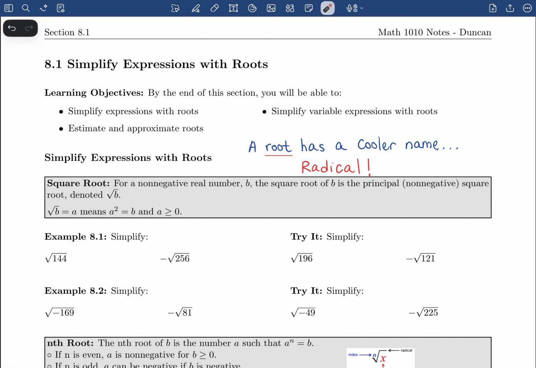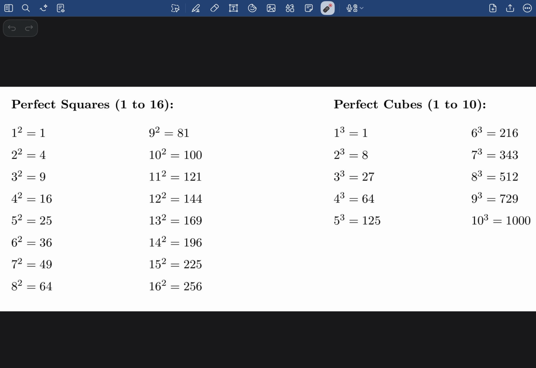I'm going to help you make sense of this using the perfect squares and perfect cubes that you've learned in past lessons. We've made sure that you have learned your perfect squares all the way up to 16 and your perfect cubes all the way up to 10. Please pause this video and do a refresh if you need to recall these values. We're going to use them often in the coming 5 sections.